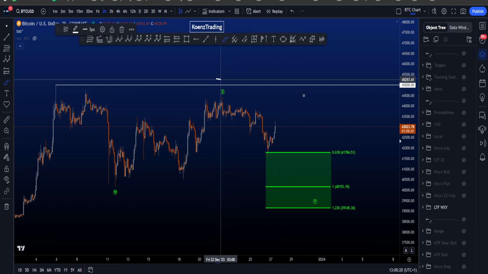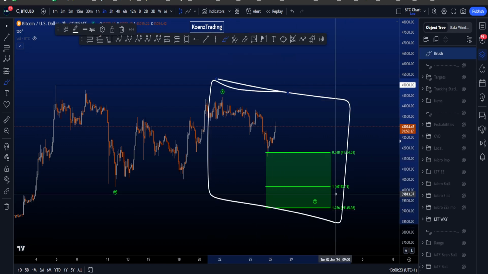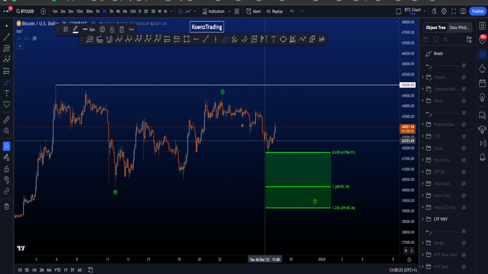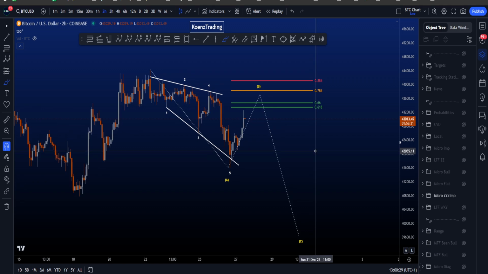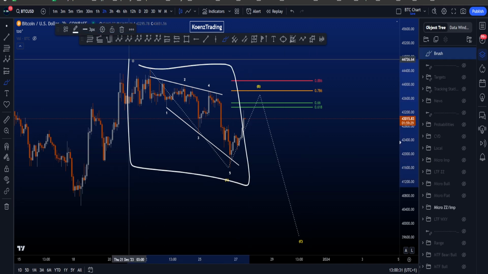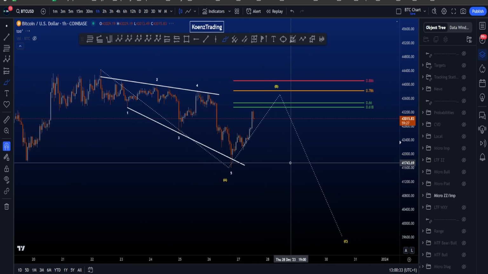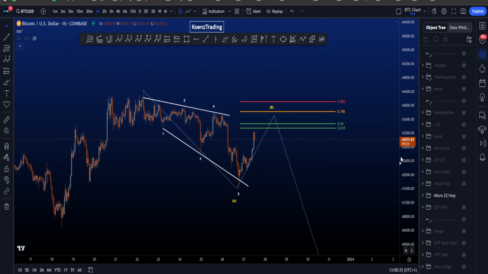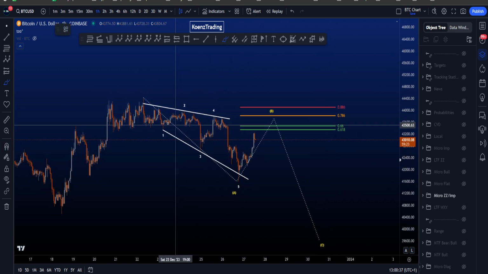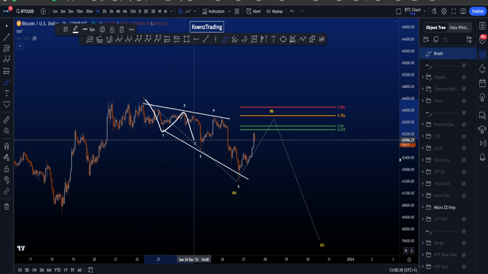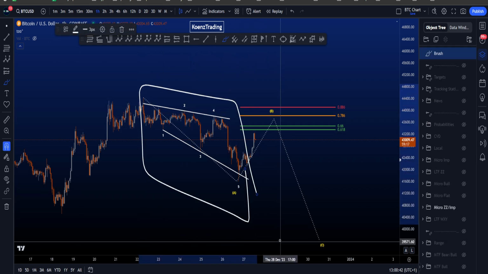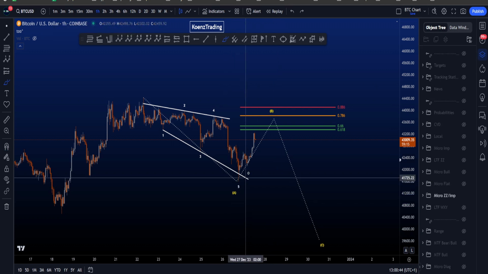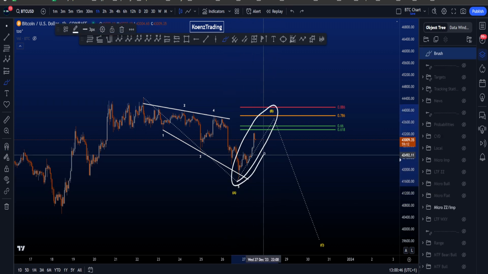If we then zoom into the potential structures of this wave Y, then I prefer to look for either a zigzag or a flat structure. So if we start with the zigzag, then we have to look for an expanding diagonal here in wave A, which was first mentioned by John in Discord. Here we are looking for a wave 1 zigzag, 2, 3 zigzag, 4, and then eventually a wave 5 zigzag.